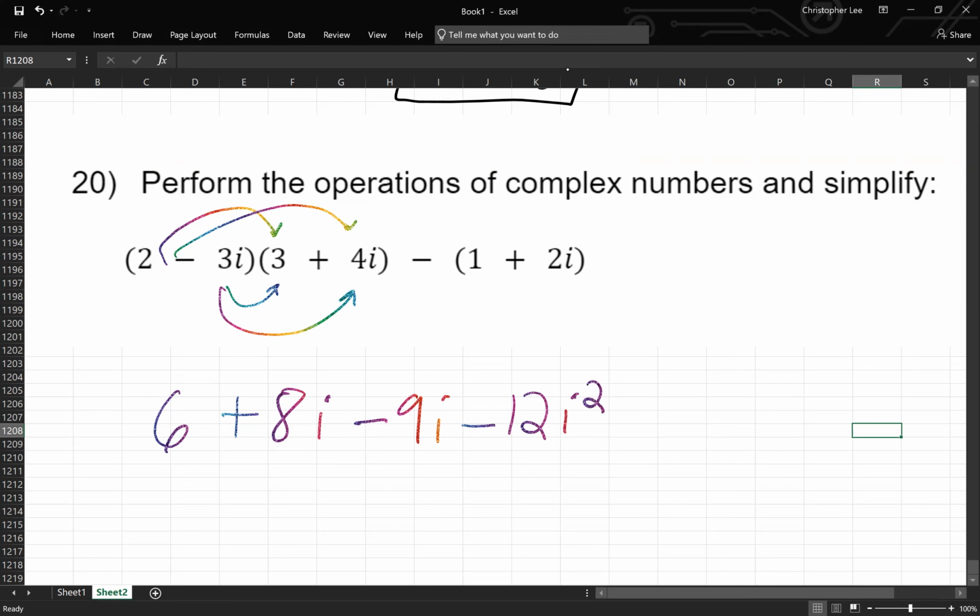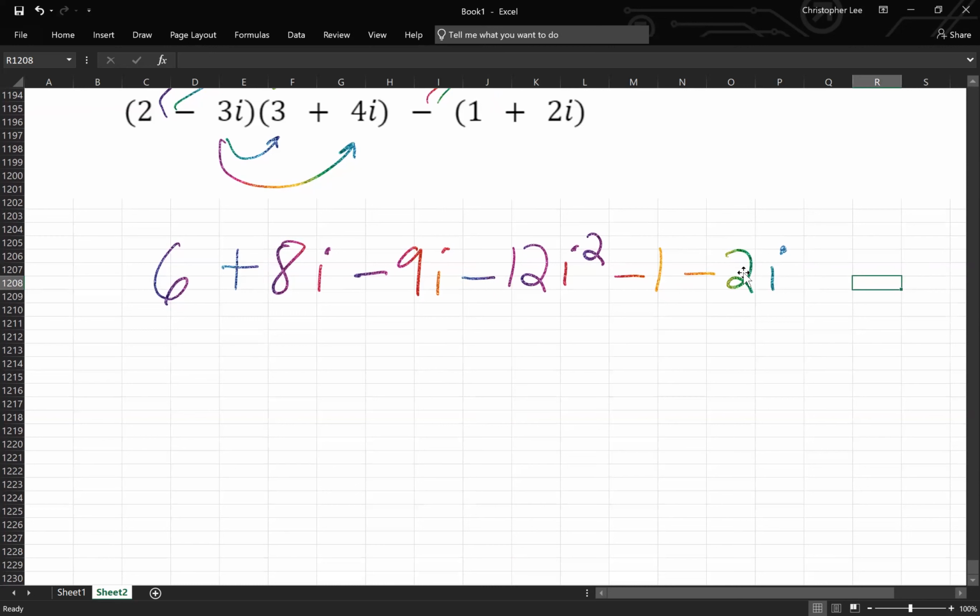What I gotta do with the minus though here? Ah, now we're talking. Right? So what I got? -1, -2i. Perfect. So now let's combine like terms, right? It's a really fancy way of telling you to add, right? So 6 plus -1 is what again? 5, good. Now 8i minus 9i minus 2i, what's that? -3i, very good.